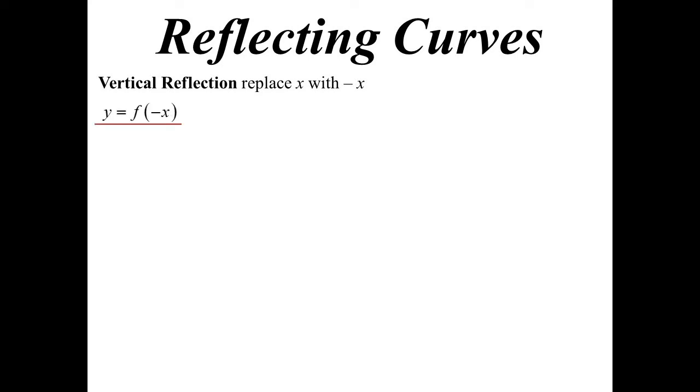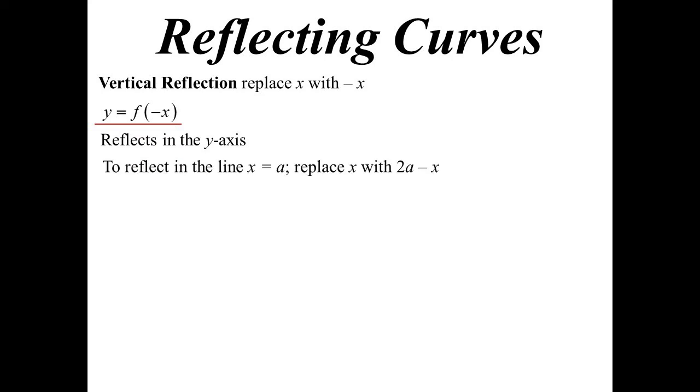So y equals function negative x, but that ends up reflecting in the y-axis. Now, interestingly, if you wanted to reflect in another line, so say it was the line x equals a, then what you do is replace the x with 2a minus x. And what that does, it combines a shift and a reflection all in one go. Let me show you with a picture.